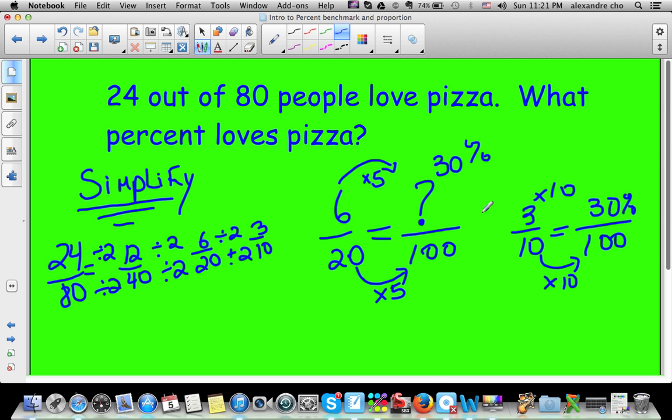Okay, so whether you use 6 over 20 or 3 over 10, it didn't matter because you got the same answer, as long as you find a relationship that works. Okay, so we had 24 over 80, that didn't work. 12 over 40, that also didn't work, but 6 over 20 did, and 3 over 10 did as well. Okay, so 30% loves pizza.